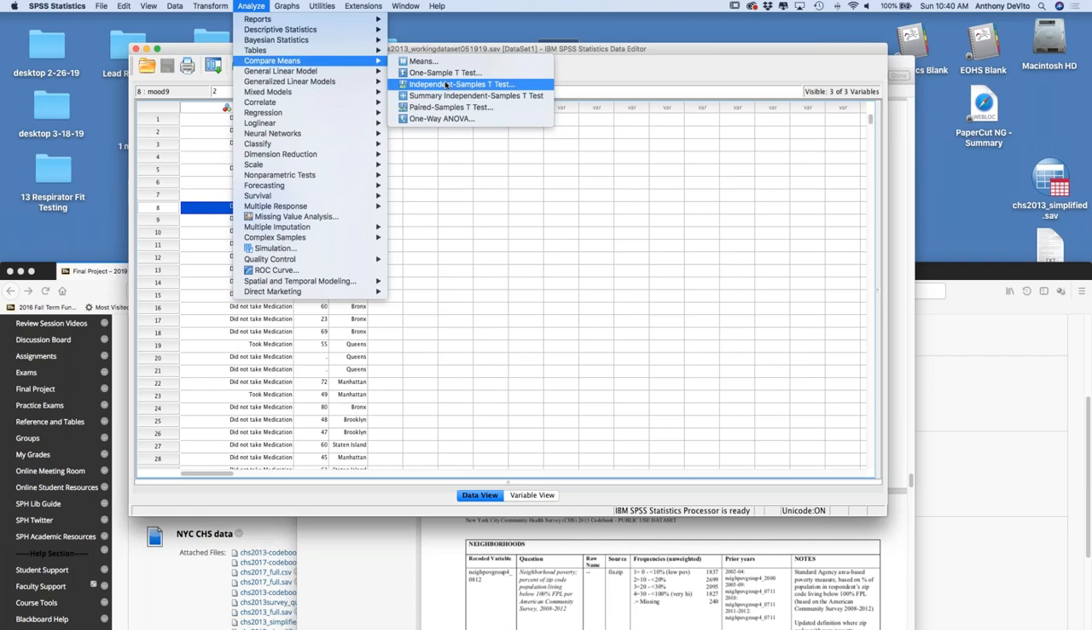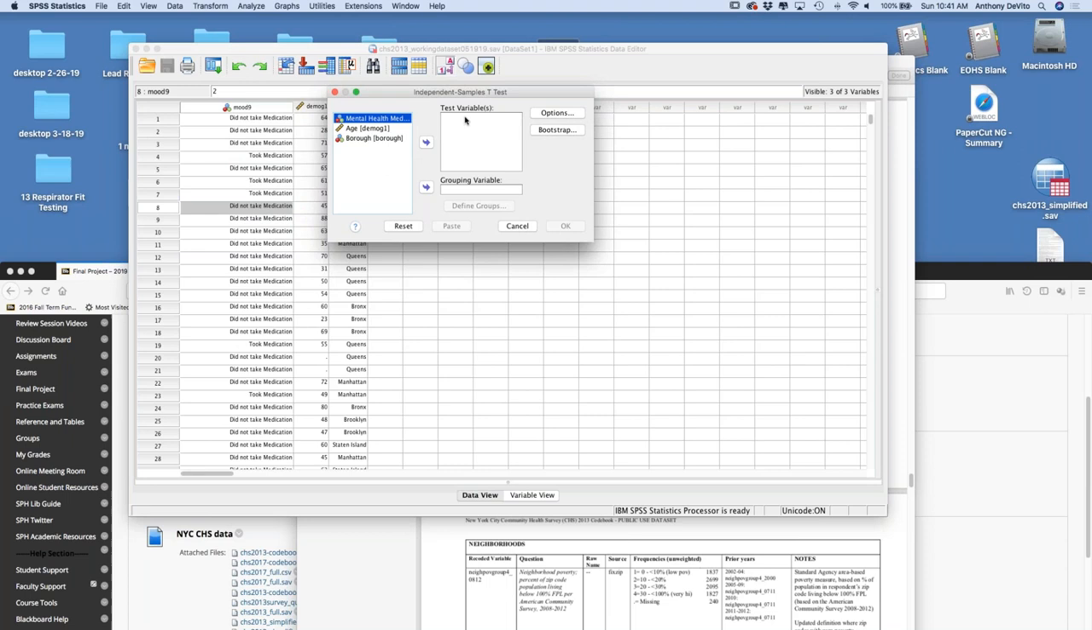Okay, and the test variable is going to be the mean that I'm looking for, in other words, the mean age. That's where we're going there. The grouping variable would be the categorical variable I'm splitting up the two means into. So that would be mental health, yes or no, whether they took medication, yes or no. We're going to put that in there.